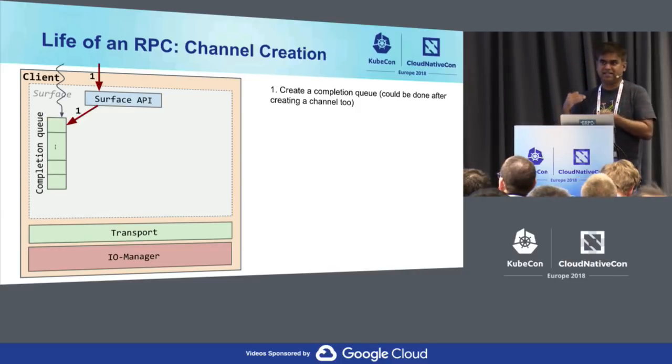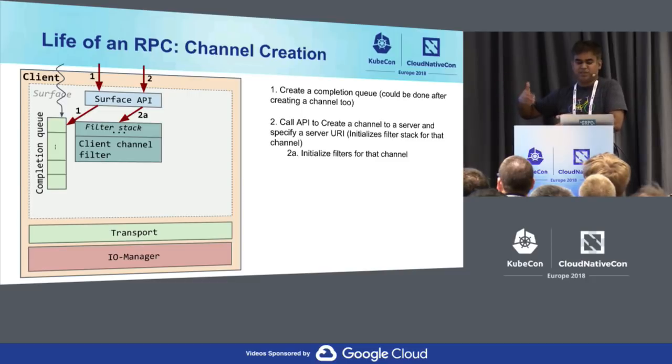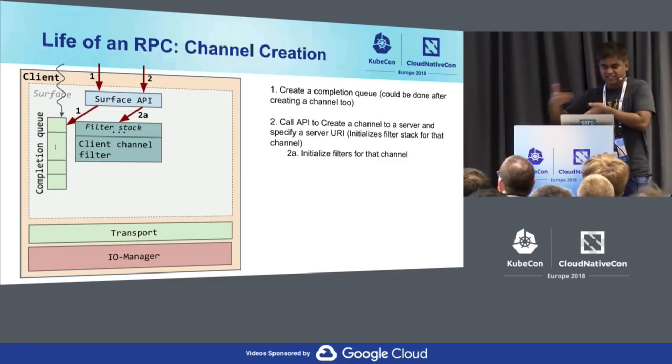Right? That's a contract we expect from the consumers of gRPC core. So client creates the completion queue. Client then calls an API to create a channel and passes the server's URI, and that creates sort of a filter stack specific to that channel that is in creation. So there are a bunch of filters, but the interesting filter there is the client channel filter. That's the one that sort of orchestrates the service discovery and load balancing part.